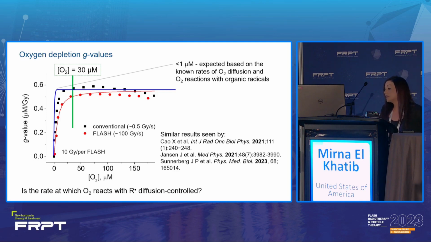Another very interesting and unexpected result we obtained was the dependence of the oxygen depletion G values on the baseline oxygen. As you can see here, we have a drop of the G value at already 30 micromolar concentration of oxygen. This is highly unusual because, based on the abundant radiochemical literature, the rate at which oxygen reacts with organic radicals is diffusion controlled. So one should expect this drop at less than 1 micromolar, and not 30 micromolar as we see.